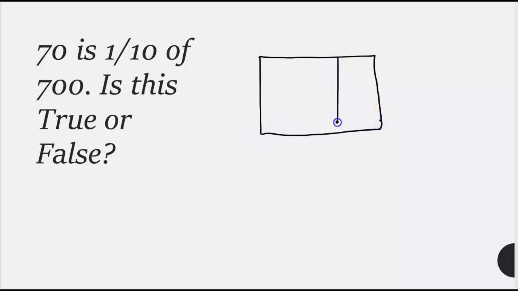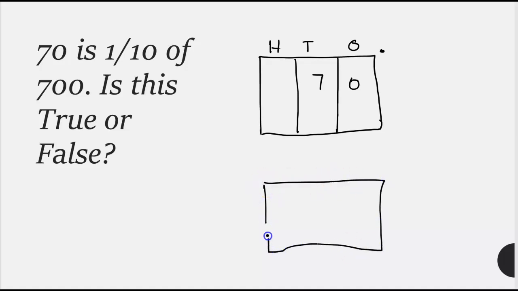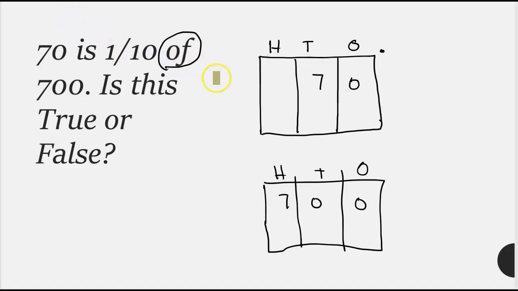So I have my ones, my tens, and my hundreds. So here's my hundreds, here's my tens, here's my ones, my decimals over here. So if I have 70, and then I have my other chart with my hundreds, my tens, and my ones, and I have the number 700. It says 70 is 1/10 of this magical word of. I'm gonna highlight it and circle it and all of the above. Of means to multiply.